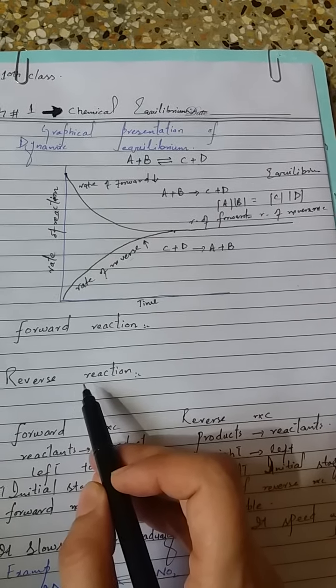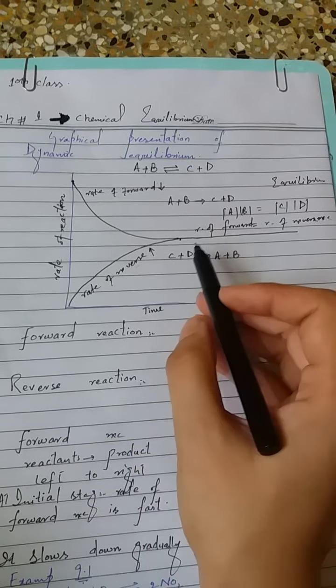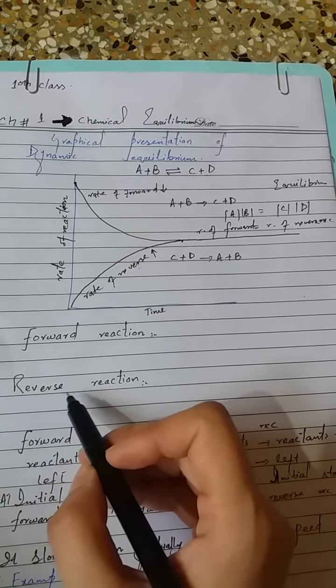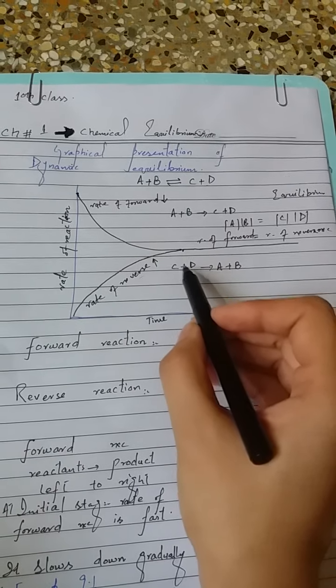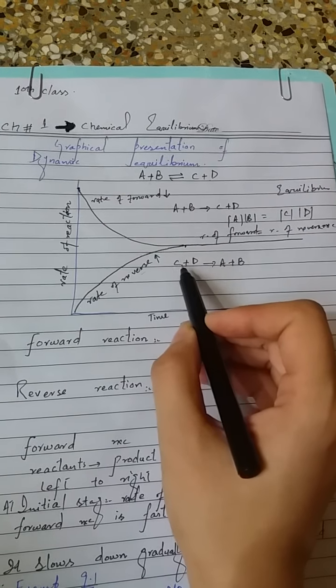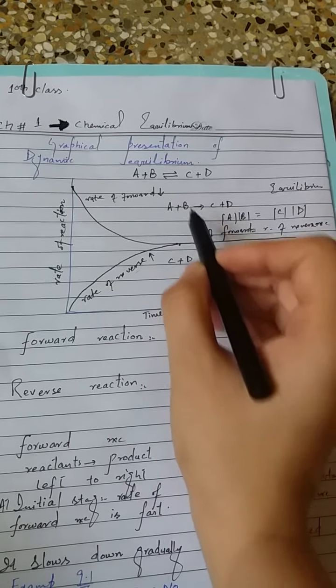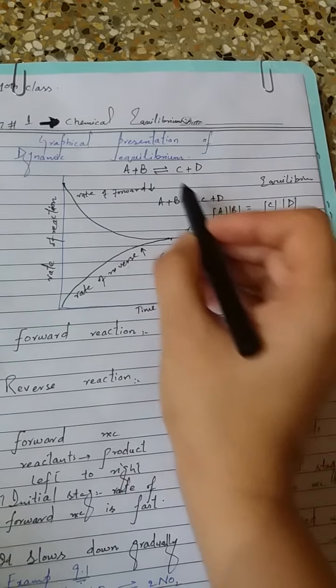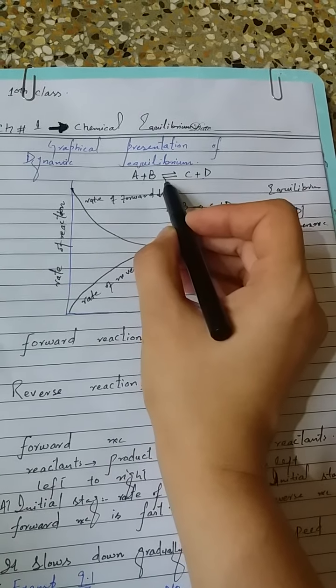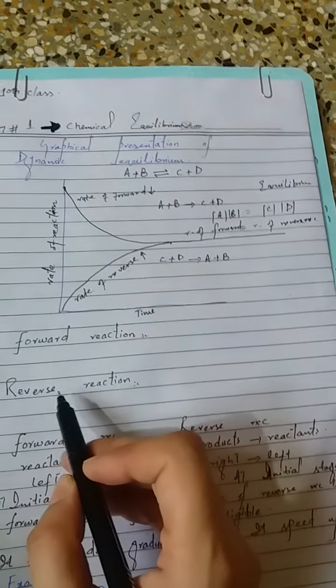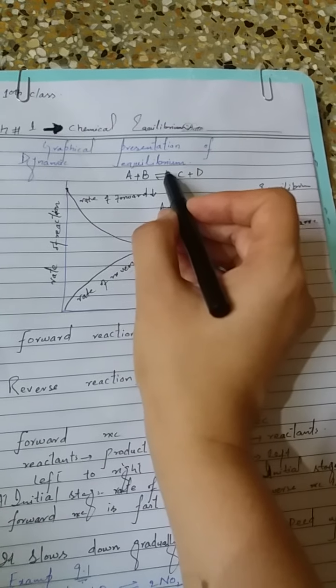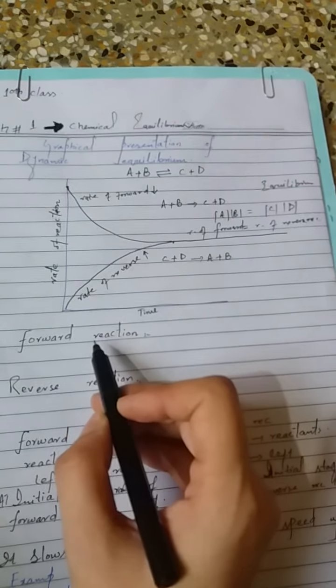A reverse reaction is also described as when the reaction proceeds in the reverse direction. When the reaction proceeds in the reverse direction, it is known as reverse reaction, and when the reaction proceeds in the forward direction, it is known as forward reaction.